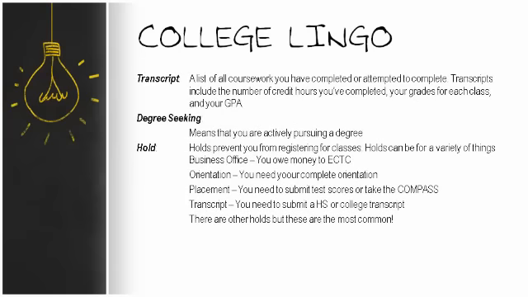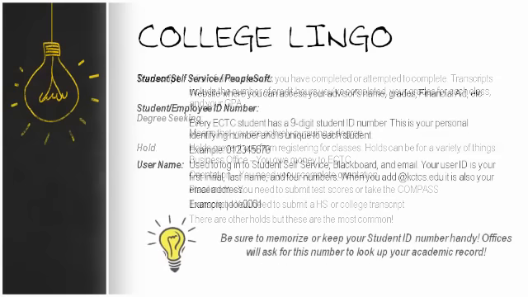A transcript is a list of all coursework you have completed or attempted to complete. Transcripts include the number of credit hours you've completed, your grades for each class, and your GPA. Degree seeking means you're actively pursuing a degree. Holds prevent you from registering for a class. Holds can be for a variety of things such as test scores and transcripts, and you need to address them before you can register for a class.